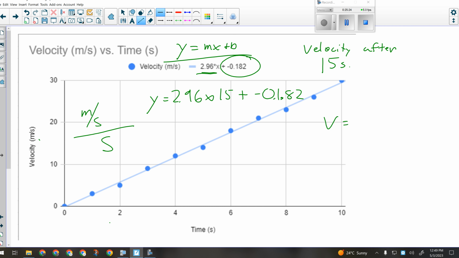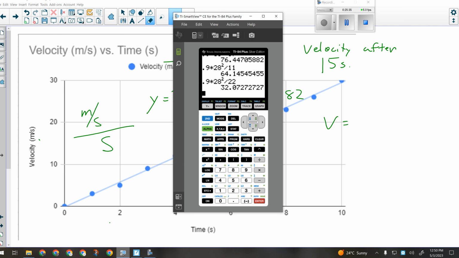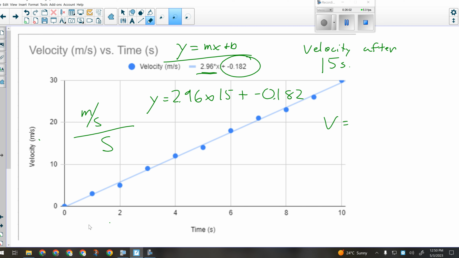Put my decimal in the wrong place. Okay, does that make sense? I would add my initial velocity to whatever the change in my velocity is going to be. All right, so when I punch all of that in, okay, that means that after 15 seconds, that object will be going 44.4 meters per second. Okay, and I would say that would be positive, or forwards, or something like that. Okay, all right, next one.